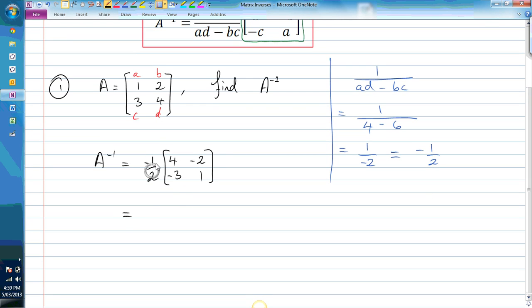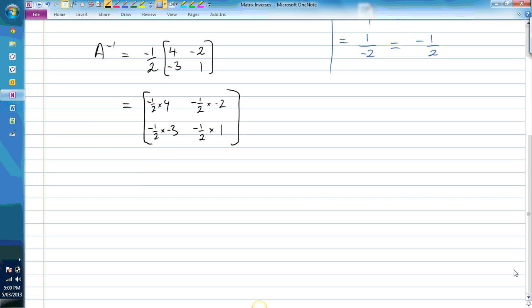And we probably don't want to leave our matrix in this form with a constant out the front. So we need to expand, we need to multiply this constant inside. So we need to multiply by each element of the matrix. So I'm going to simplify this by going minus 1/2 times 4. Then minus 1/2 times minus 2. Minus 1/2 times minus 3. Minus 1/2 times 1. Like that. We're going to have to tidy up here.